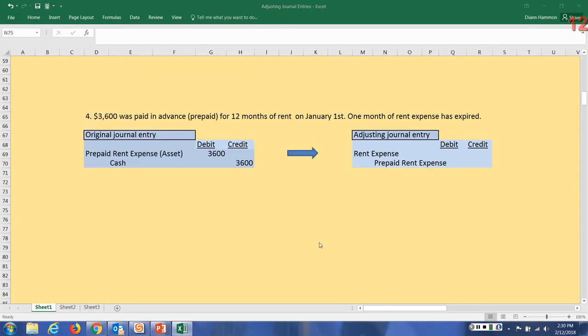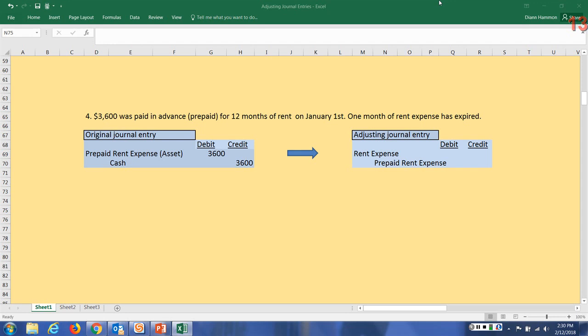Let's look at an example now of a prepaid expense. Remember that prepaid expense is actually an asset for the company. This is an expense that has been paid in advance but has not been used up yet. So for this one, number 4, we have $3,600 was paid in advance or prepaid for 12 months of rent on January the 1st of whatever year. 1 month of rent expense has now expired.